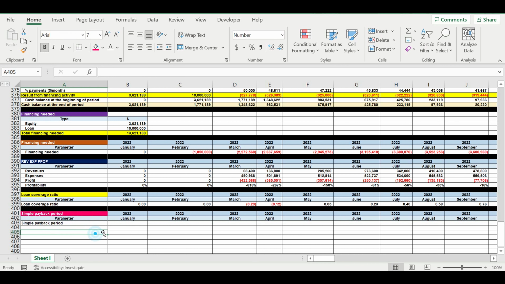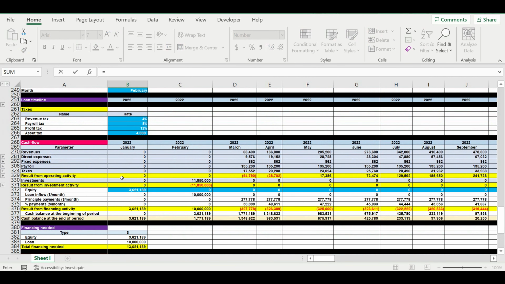So what do we need to cook a simple payback period? We are taking the result from operating activity, which is revenues minus direct expenses, fixed expenses, payroll, taxes. Then we take plus investment activity. This is the outflow of all investments needed on the investment stage. Then we take minus principal payments, minus interest payments.